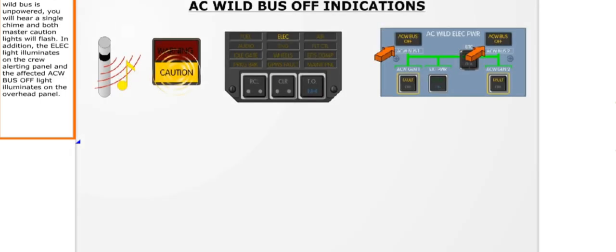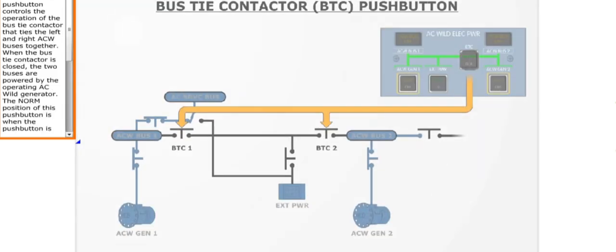In the event an AC Wild bus is unpowered, you will hear a single chime, and both master caution lights will flash. In addition, the electric light illuminates on the crew alerting panel, and the affected AC Wild bus off light illuminates on the overhead panel.